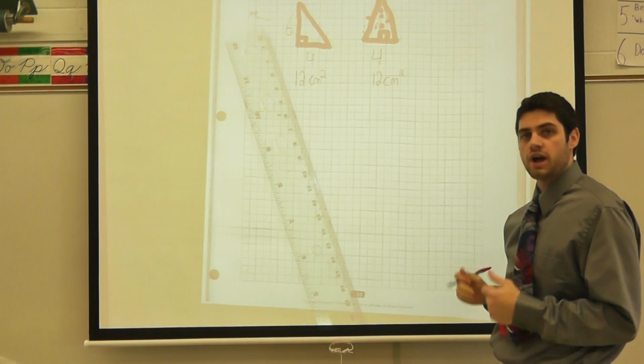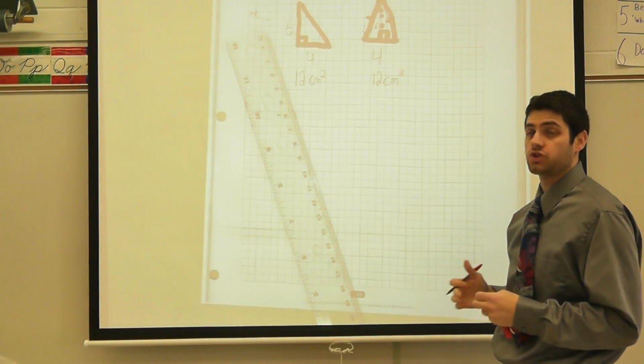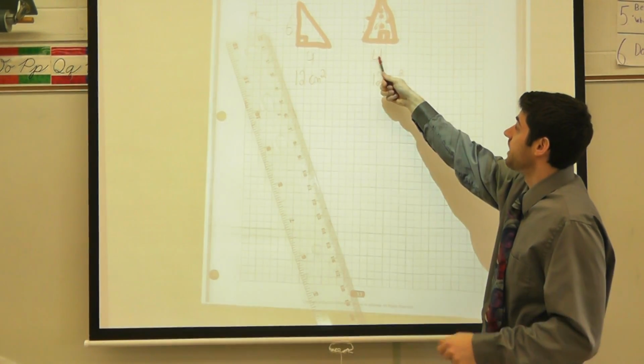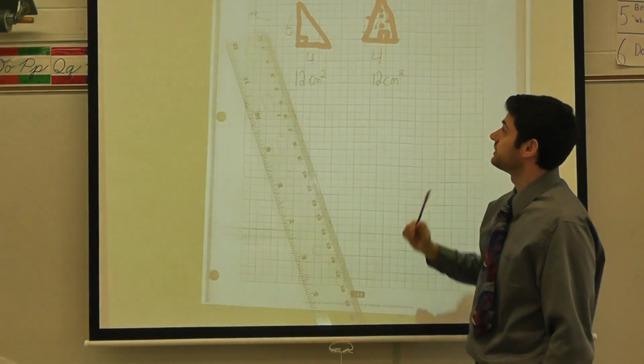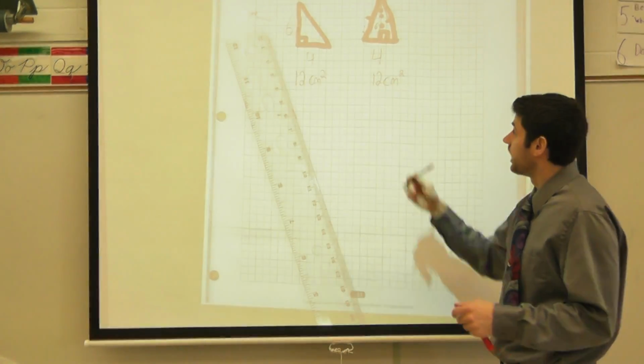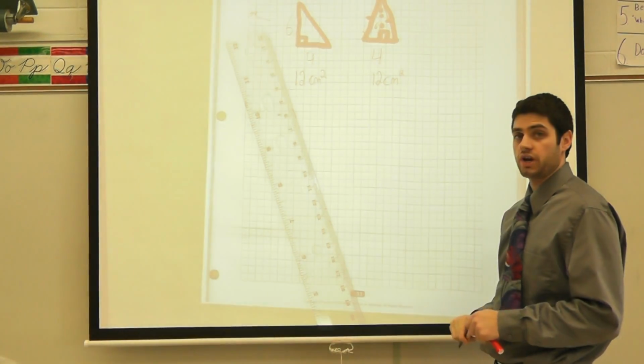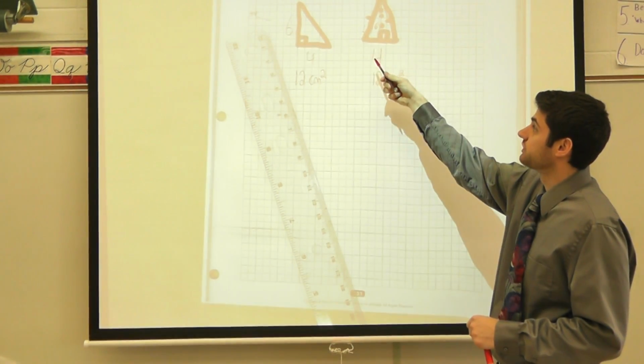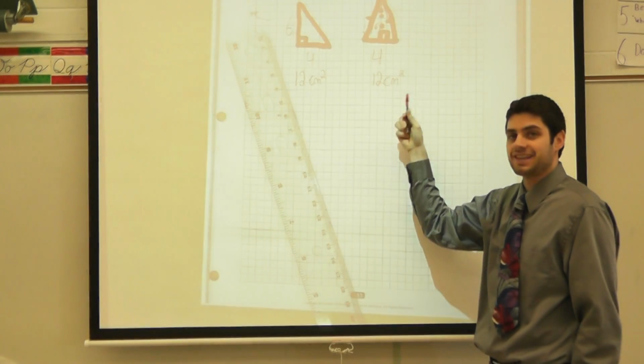So again, we can see when we're dropping down that height, this time the height was on the inside of the triangle. Again, it depends on the parameters of what your triangle looks like. But again, my base was still 4, the height was still 6. I followed my formula, base times height divided by 2, and I ended up with 12 centimeters squared. So I have two different triangles here, and they both have the same area.